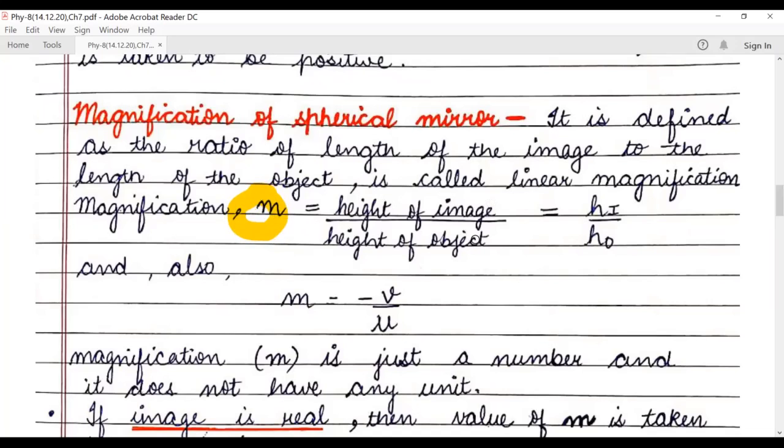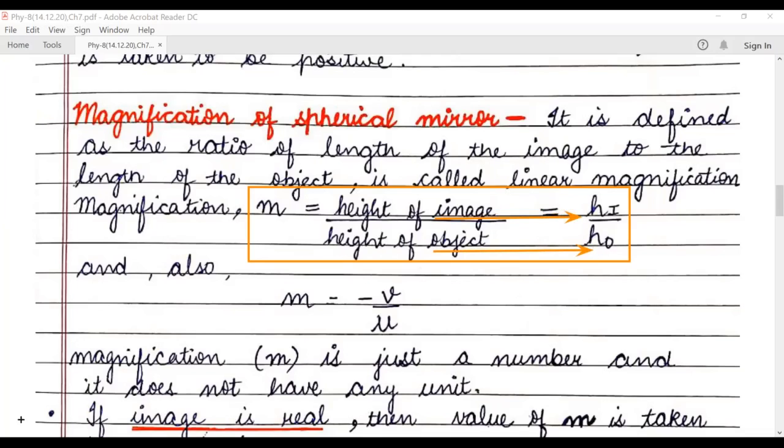Mathematically, it can be written as height of image divided by height of object. And in numericals, I will write it as HI divided by HO. HI stands for height of image, while HO stands for height of object.